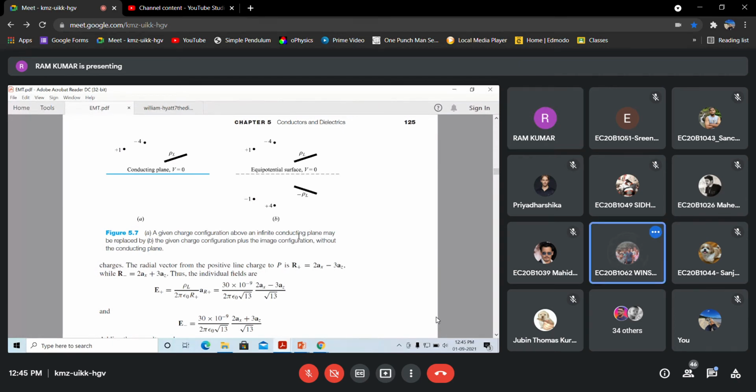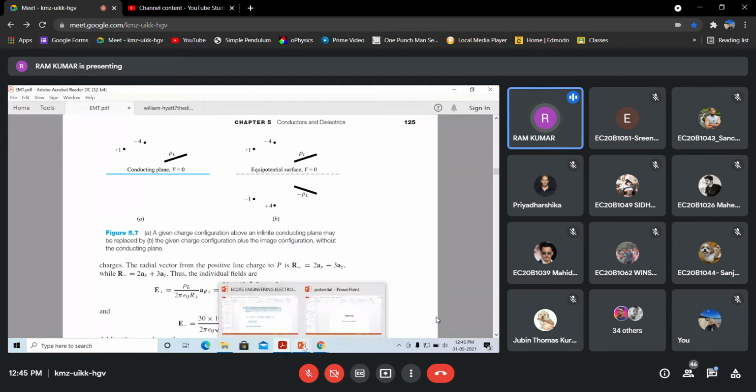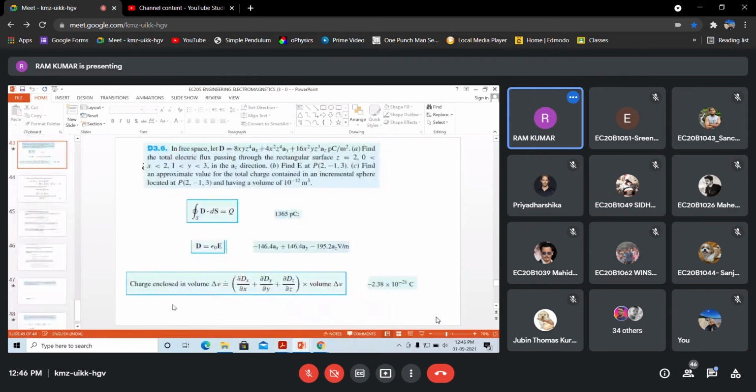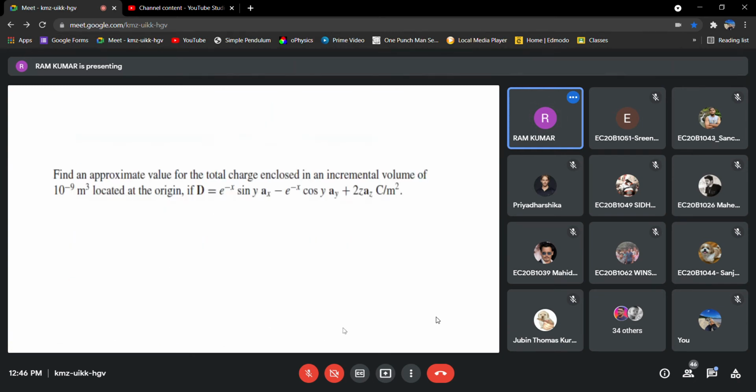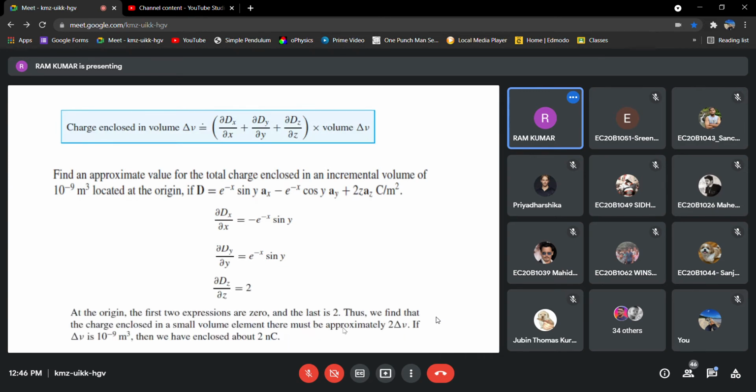Yes, sir. Any other doubts from any other persons? We solved the problem based on the method of image. Then we go with the problem solving session. Everyone be ready. First we go with the problem.